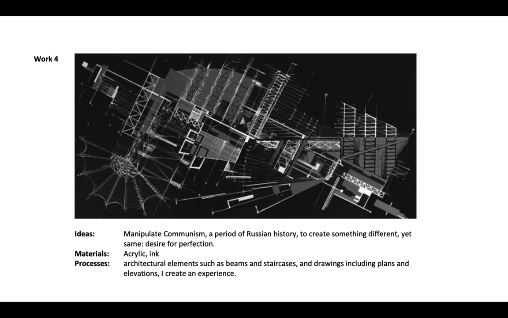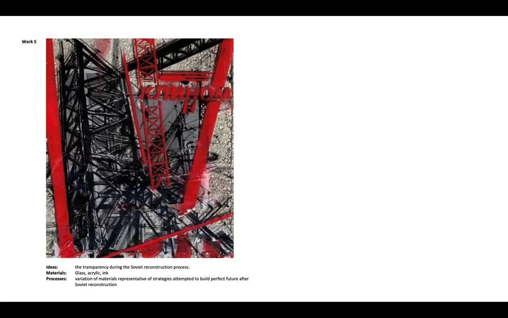So this piece, the ideas: manipulate communism, a period of Russian history, to create something different, yet the same desire for perfection. Again, taking note of, because you have such a limited amount of characters, this doesn't have to be perfect sentence structure. It's putting the words together to describe what we're seeing. Materials are acrylic and ink. Oh, and I'm sorry, this is image 4. We'll see image 5 in just a moment. The process: architectural elements such as beams and staircases, and drawings including plans, elevations. I create an experience.